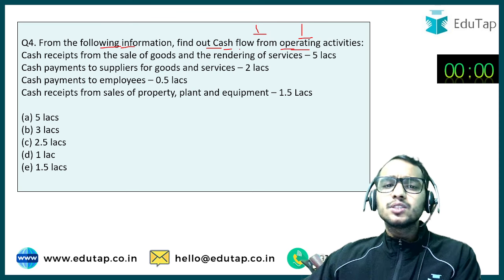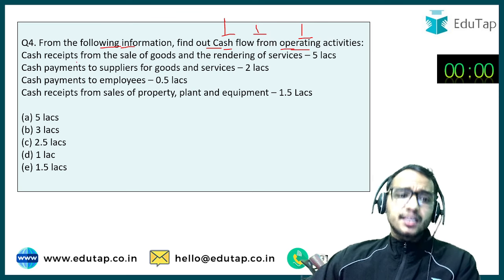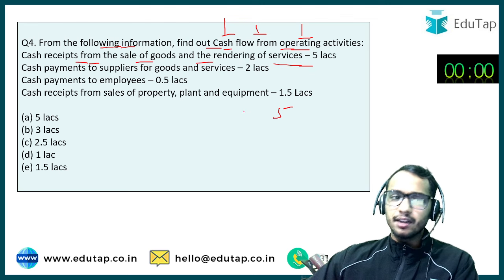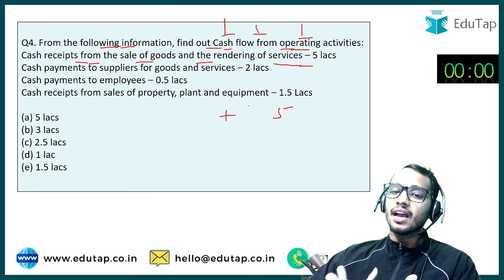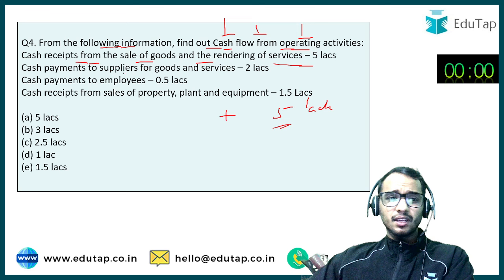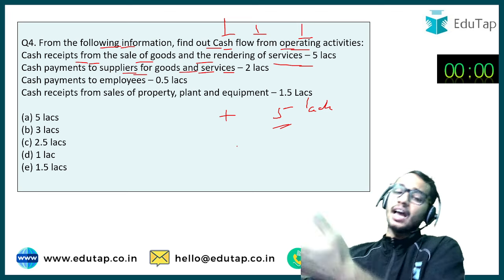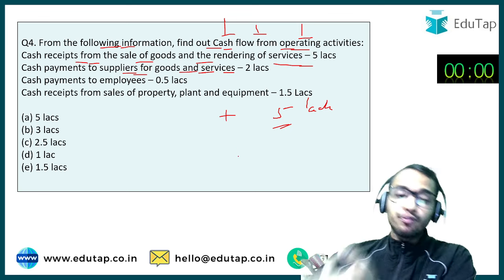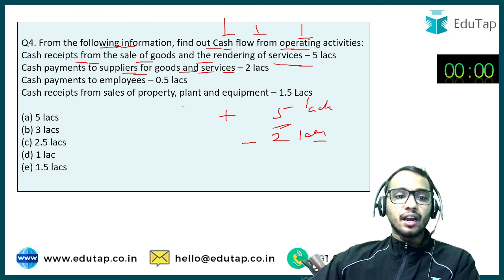Now the question says you have to find out the cash flow from operating activity only. So, a very easy question. Cash receipt from the sale of goods and services. Obviously that will be added in the operating activity, because you are generating cash from the operating activity. So 5 lakh will be added, right? Cash payment to suppliers of goods and services, 2 lakh rupees. So you are giving the cash, so your cash is being paid. It is an outflow of cash. So you will deduct 2 lakh from the 5 lakh.